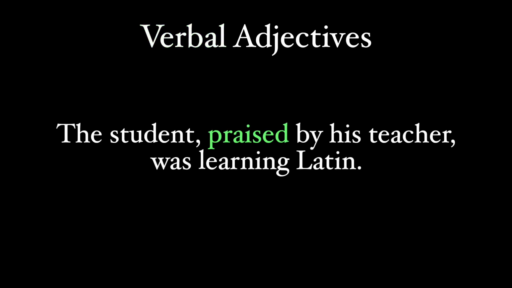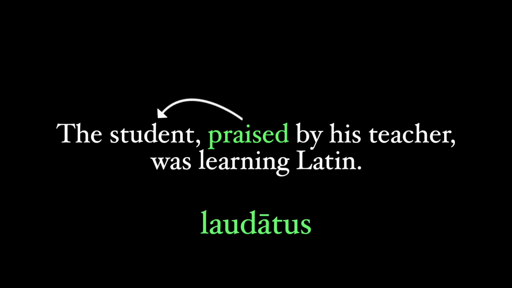So in this English example, the student, praised by his teacher, was learning Latin. The word praised is our participle. It comes from the verb to praise, but really it's acting as an adjective describing the boy. And in Latin, praised would be construed as a perfect passive participle, laudatus.